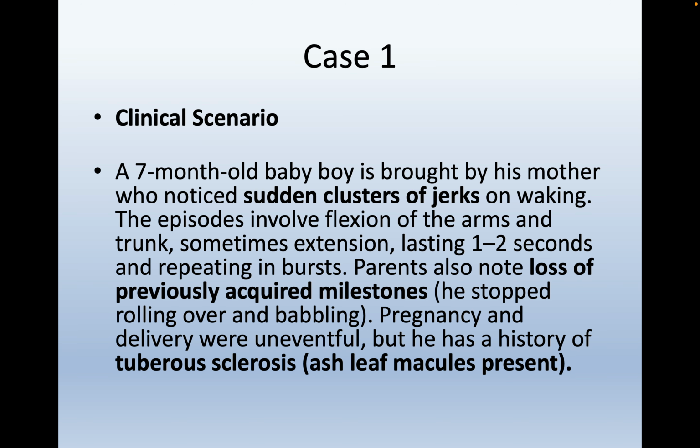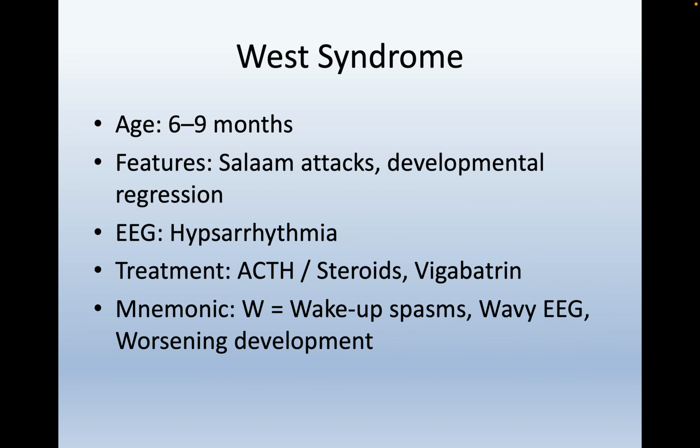Okay, you're right. We are in West syndrome. What I need you to remember regarding West syndrome: the age group is from 6 to 9 months. Features are salaam attacks and developmental regression. Don't forget this one, he has a developmental regression. And when we look at the EEG, we find hypsarrhythmia. We'll show you what is the meaning of hypsarrhythmia. The treatment is ACTH, steroid or vigabatrin according to the causes and associations.